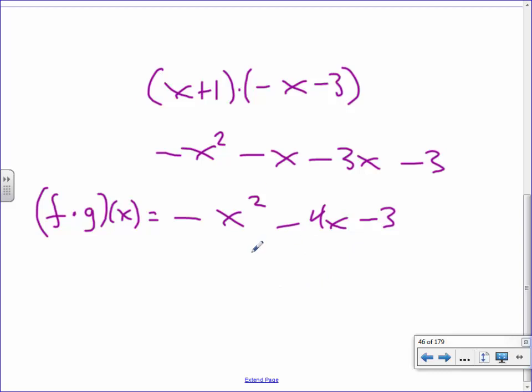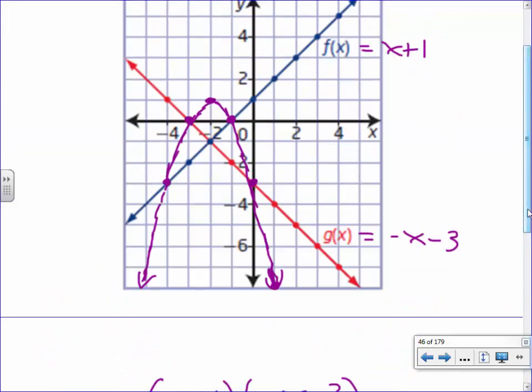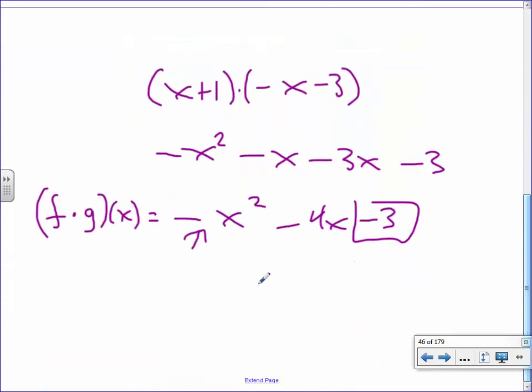Well, this is quadratic, right? Our picture was quadratic. In terms of other properties we know, doesn't this negative right here mean the graph is upside down? We have an upside down graph. Doesn't this minus 3 right here mean our y-intercept is minus 3? And going back to the graph, y-intercept is minus 3. For the final equation here, negative x squared minus 4x minus 3.